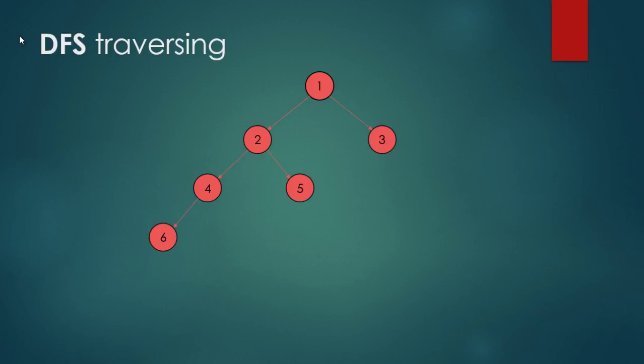And advanced algorithms such as A-star search or iterative deepening depth-first search try to combine the advantages of both of these graph traversal algorithms. So that's all about DFS.